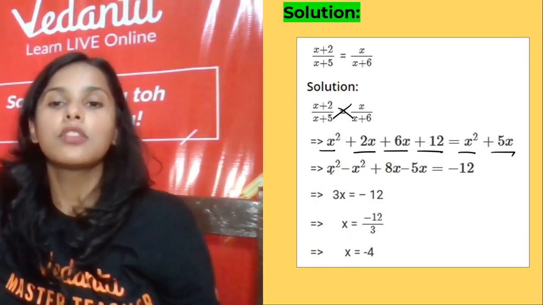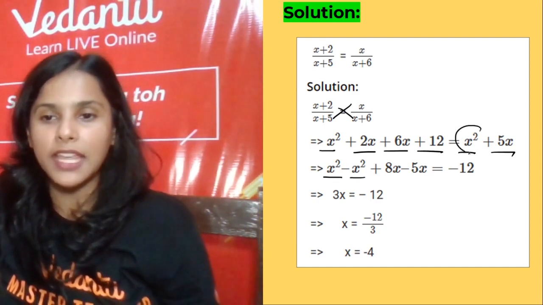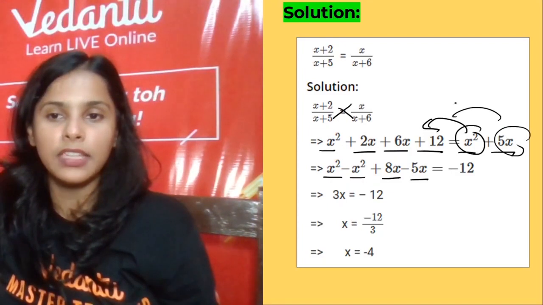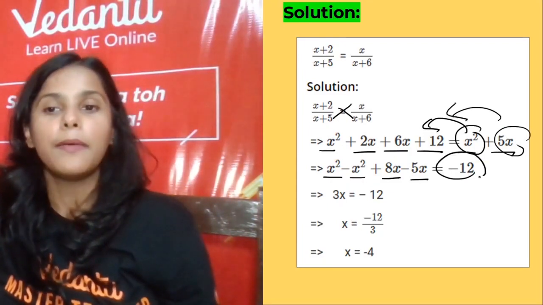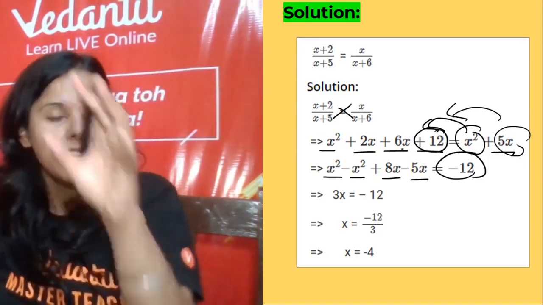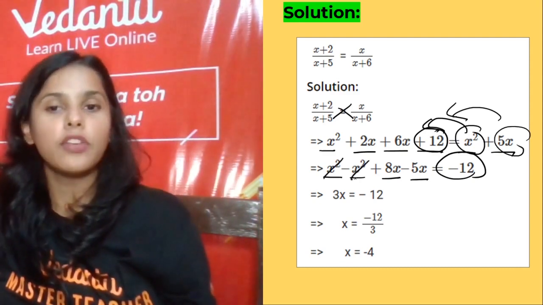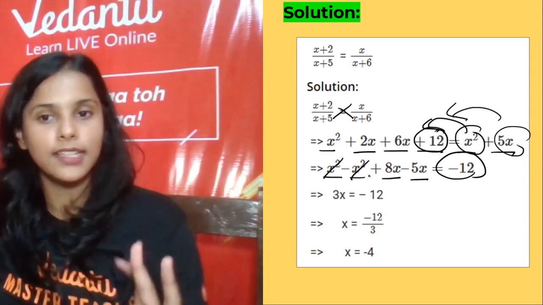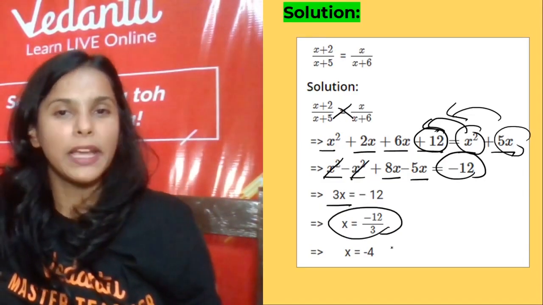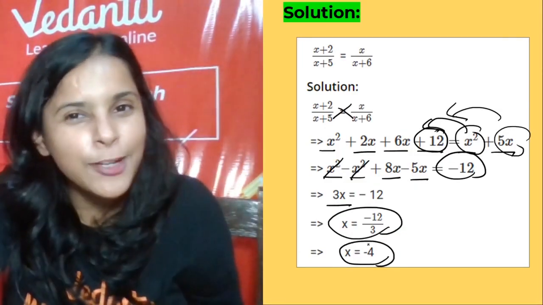Simple? Okay, so now taking the like terms together, x square minus x square, taking this to the LHS, and 8x minus 5x, taking this also to the LHS, and just bringing plus of 12 to the RHS. Constant one side, variable one side. Now x square and minus of x square is 0, cancelled out. 8x minus 5x, 3x is equal to minus 12. x is equal to minus 12 upon 3. So x will be equal to minus of 4. I hope it is clear to everybody.